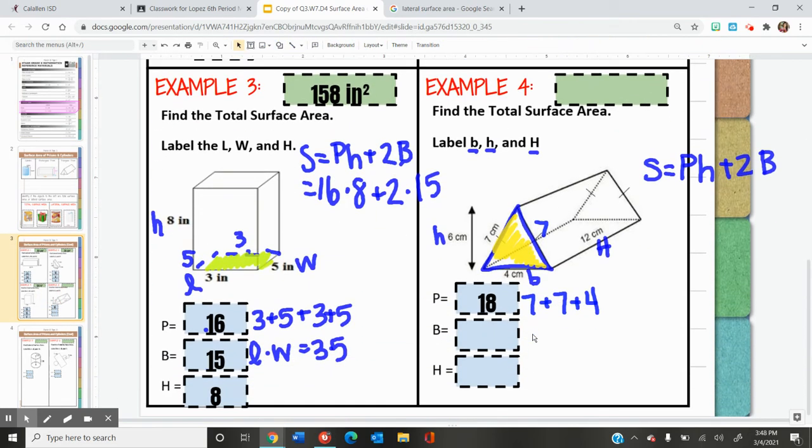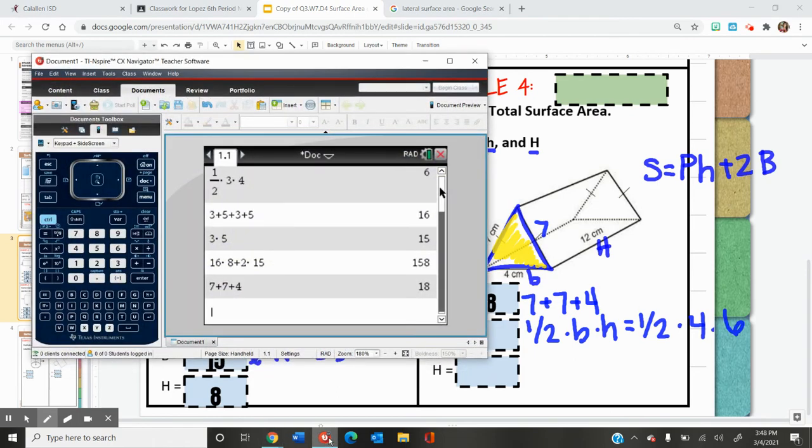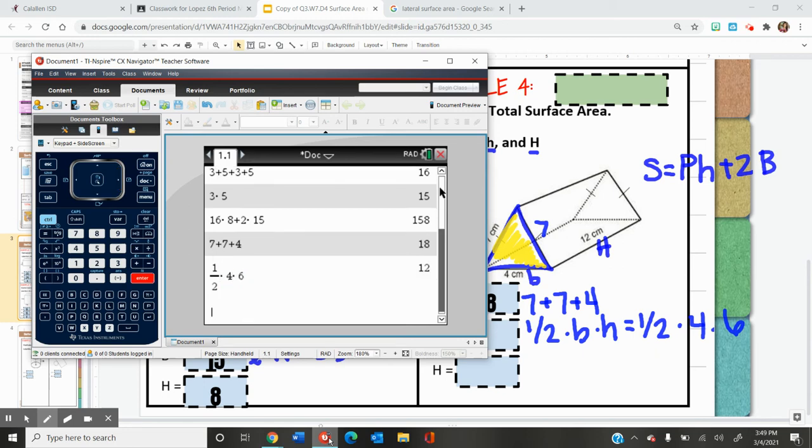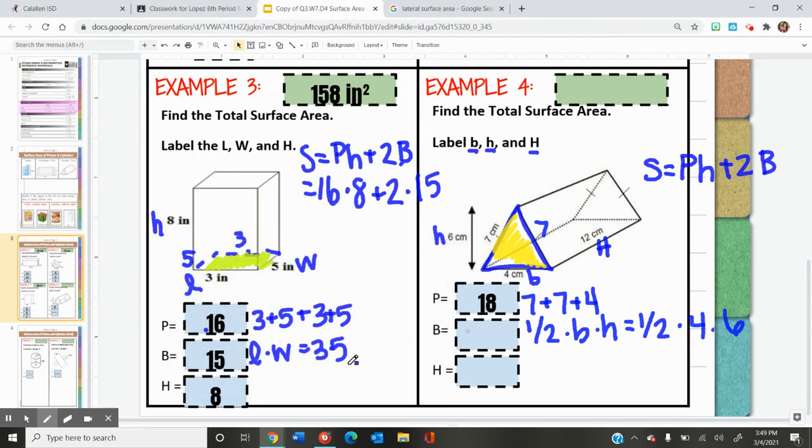So going back over here, the formula for area of a triangle was 1/2 times base times height. So this equals 1/2 times the base of my triangle, which is 4, times the height of my triangle, which was 6. So opening up my calculator, I'm going to put that in. So control divide, 1 on top, 2 on the bottom, times 4 times 6. And here I get 12. So the area of my base shape was 12. And then lastly, the height of my prism. So the distance between my bases was 12.